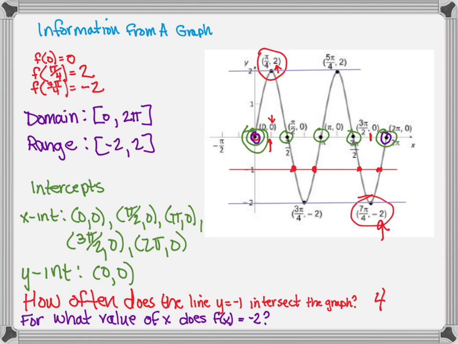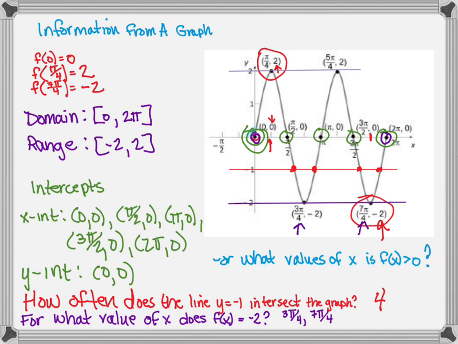For what value of x does f of x equal negative 2? So we want to know the x value when the y value equals negative 2. So let's draw a line at y equals negative 2. And it hits the graph in 2 points, 3 pi over 4 comma negative 2, and 7 pi over 4 comma negative 2. So our 2 x values are 3 pi over 4 and 7 pi over 4. Those are the 2 x values where we have a y value of negative 2.